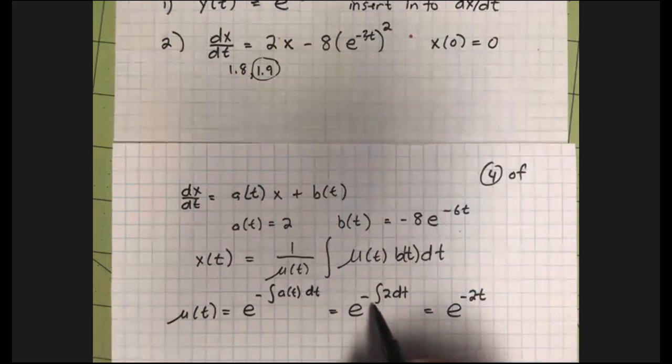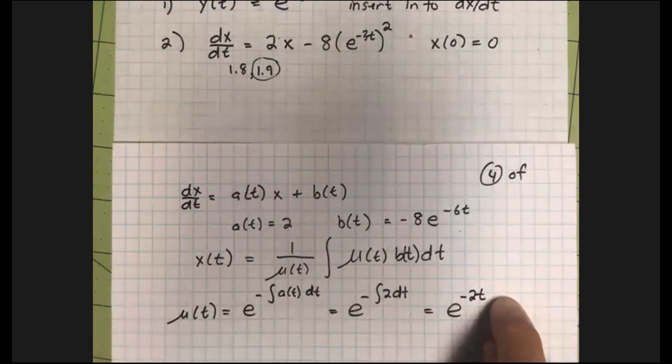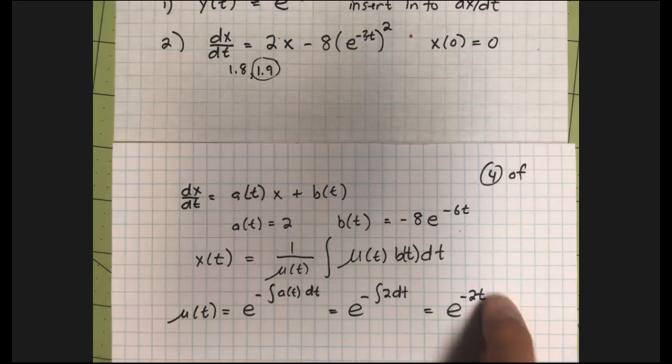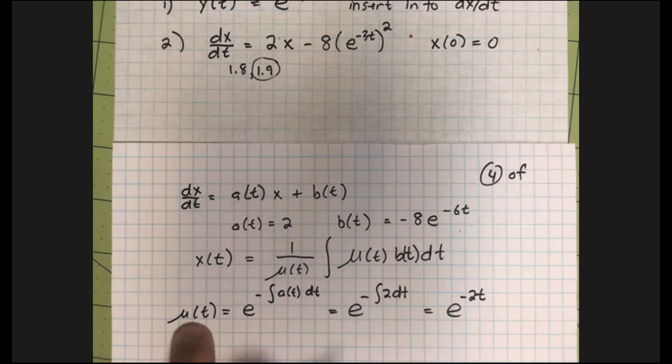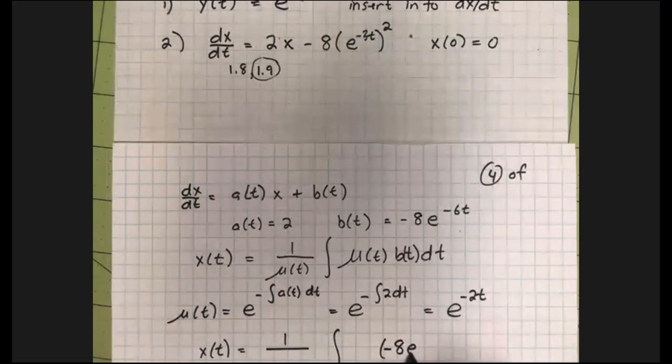Now, remember we mentioned this when we first introduced it, shouldn't you have a plus c in here? And the answer is, if you read the presentation in the book or in my notes, really all I need is one integrating factor that does the trick. So I don't need to consider all possible integrating factors. That's why it's called an integrating factor. So if I just say c is 0 here, then I have e to the minus 2t for my mu, and that's fine. Now let's insert into the formula, 1 over mu, integral, and here's minus 8 e to the minus 6t dt.